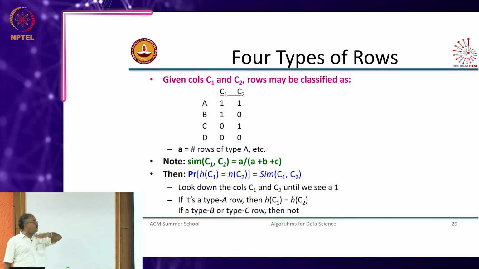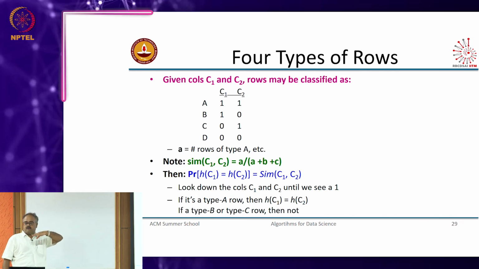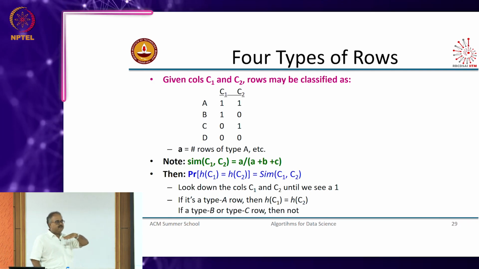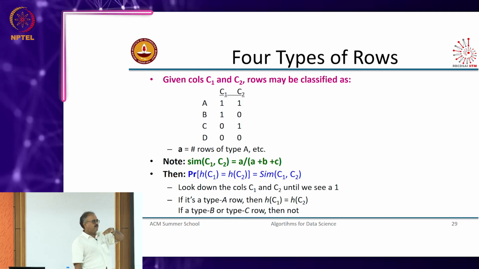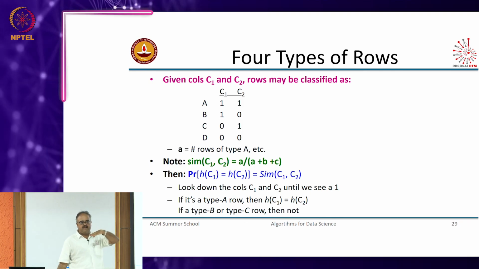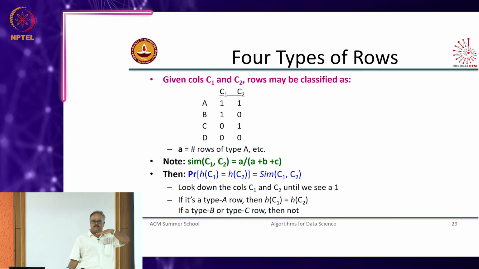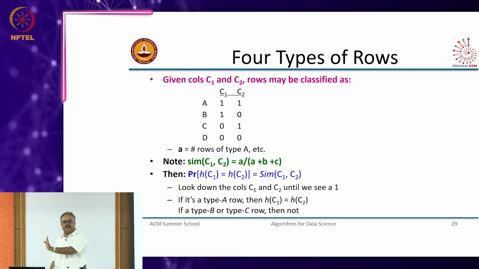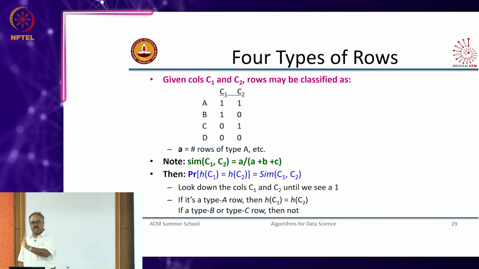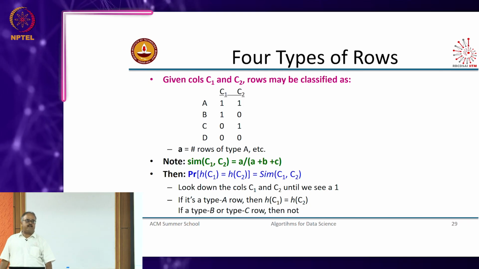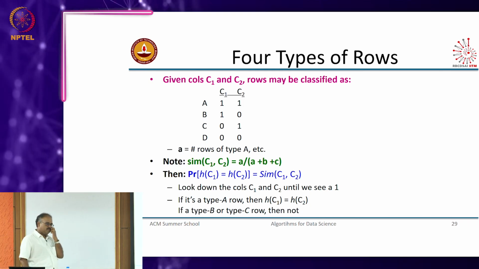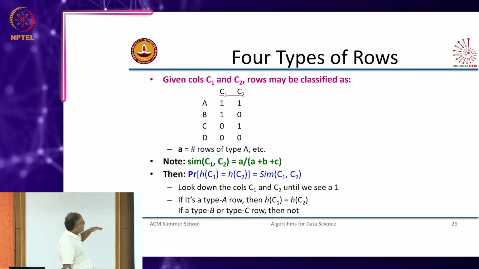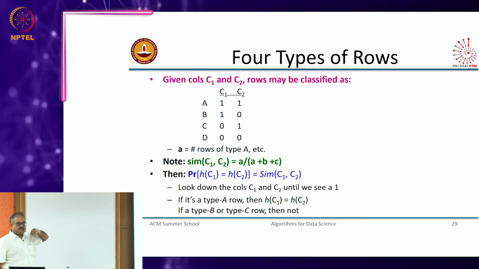So what happens if you encounter a type B row? Then C1 will have that row as the hash value, and C2 will have some row farther down, whenever the first 1 appears in C2. Likewise, if I encounter a type C row, C2 will have that row as the hash value, and C1 will have a larger hash value somewhere down. So in both cases they will not have the same hash. Of course, if it is 0, you just keep going, so that is not an issue. It is only when you encounter a B or C.